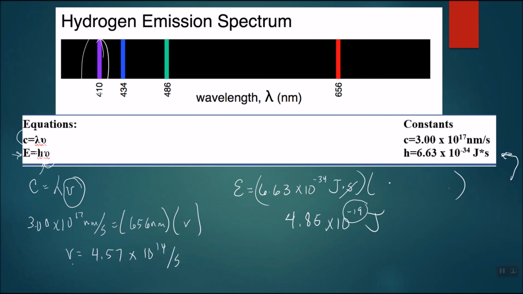I'm going to put that number right here. I'm going to multiply that number by Planck's constant. Remember, I have to give you these numbers. You don't have to memorize them. The answer is 3.03 times 10 to the negative 19th.